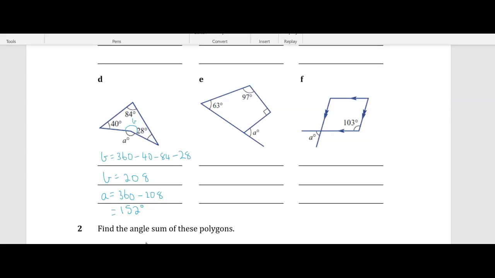Okay, in question E, we've got a quadrilateral except for this little extension part, but that just helps us. And we have to find out A anyway. This is a 90-degree angle. So we can work out this angle here if we like. That's angle B. So B is equal to, because it's a quadrilateral, all angles add up to 360, and we can take away what we have. I'm just going to quickly do that on my calculator.